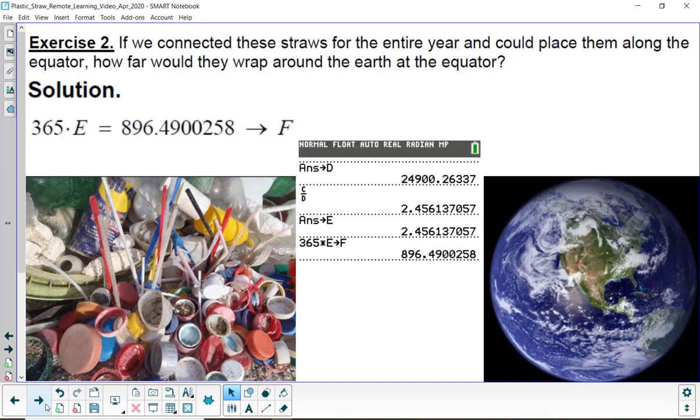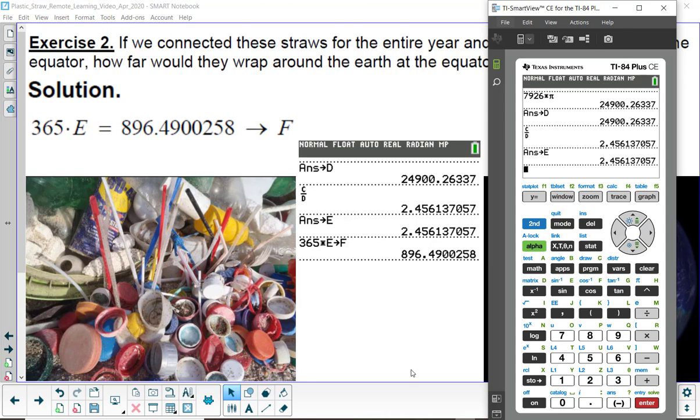So for the solution, I just have to multiply what we got in E before by 365. And so let's go ahead and do that with our calculator. So 365 times alpha sine for the letter E. And so almost 896.5 times wrapped around the earth.